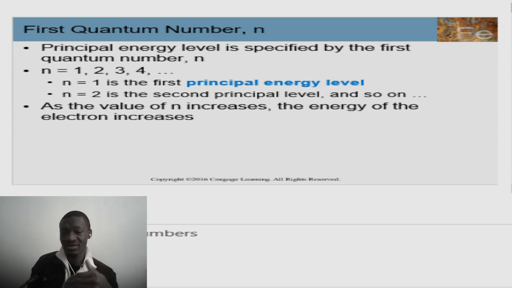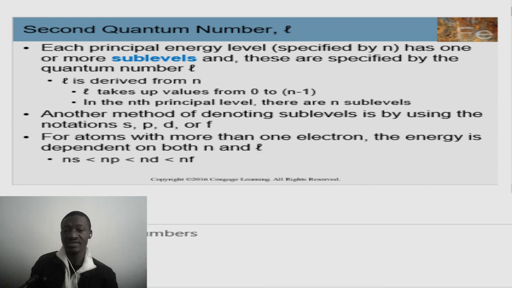The same thing. The increase is not just numerical. The increase also indicates an increase in energy as well. So we have the second quantum number, which is denoted L, and each principal energy level, which is specified by N, has one or more sublevels, and these are specified by the quantum number L. Forgive me if I'm going back and forth just reading. I just want you to understand what is meant by what is said there.